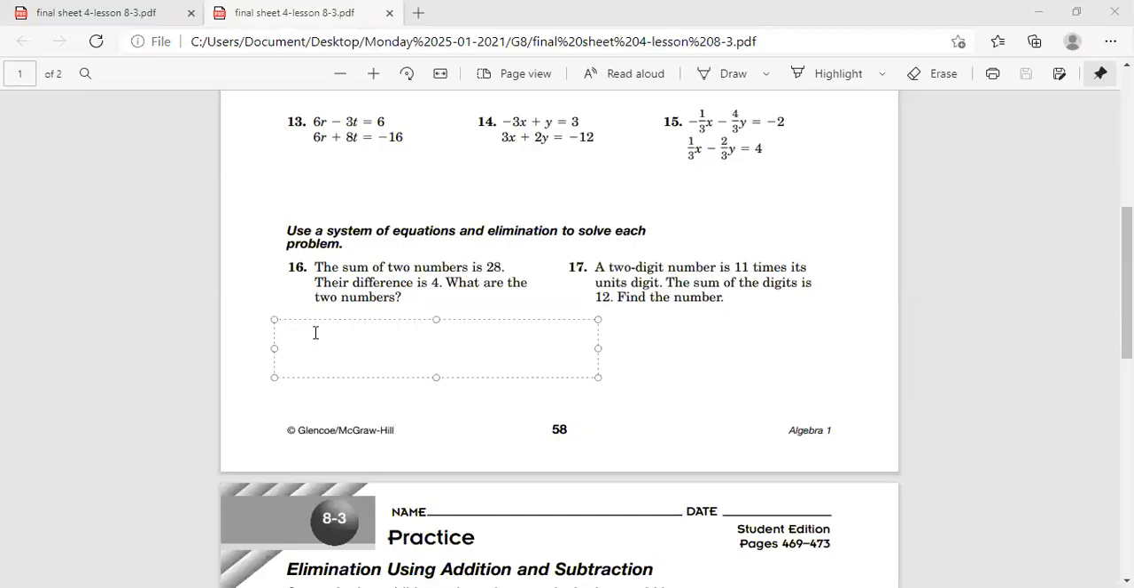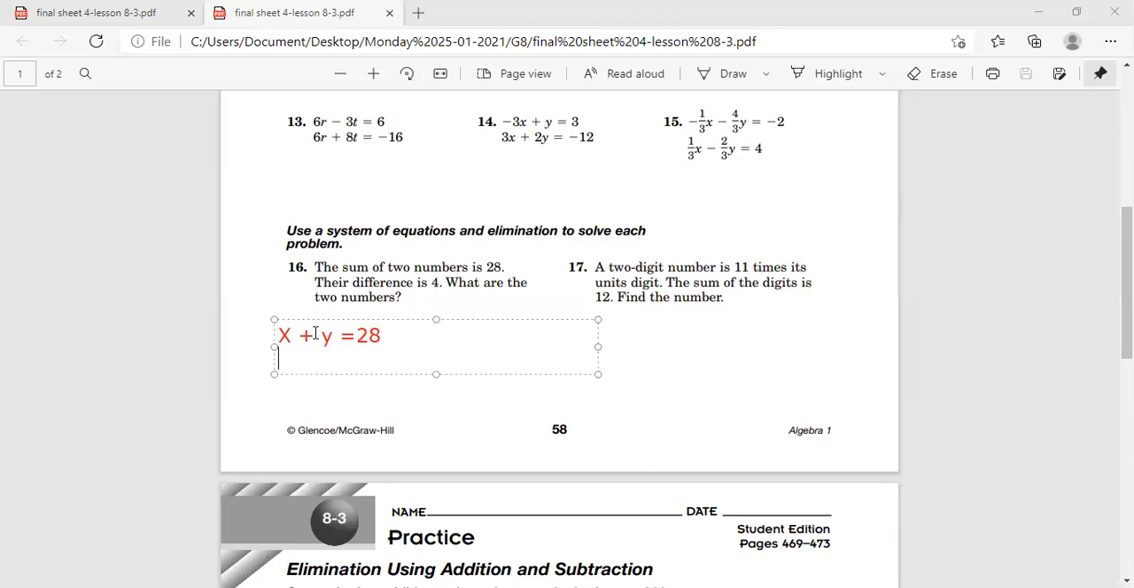Then we have two numbers, their sum equals 28 and their difference equals 4. Let's say the first number equals x and the second number equals y. Could you please make an equation? The two numbers, their sum equals 28. So it will be x plus y equals 28.